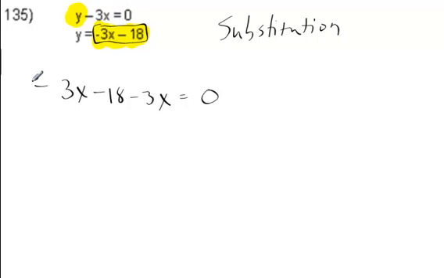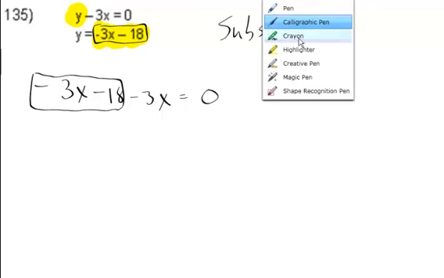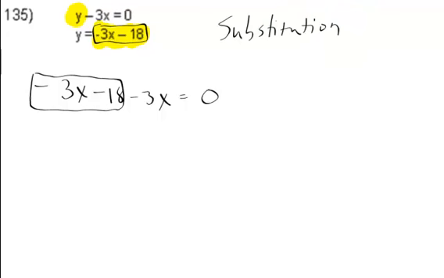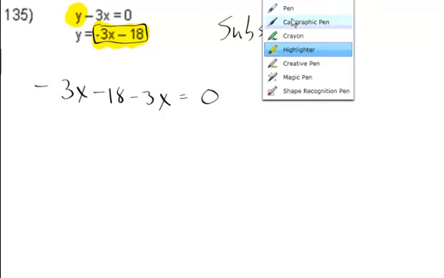So in other words, this right here was the y. This used to be the y. See y minus 3x? There it is, y minus 3x. But we know y is negative 3x minus 18, so I just replaced it. And now what we have is an equation where I know I only have one letter in it.